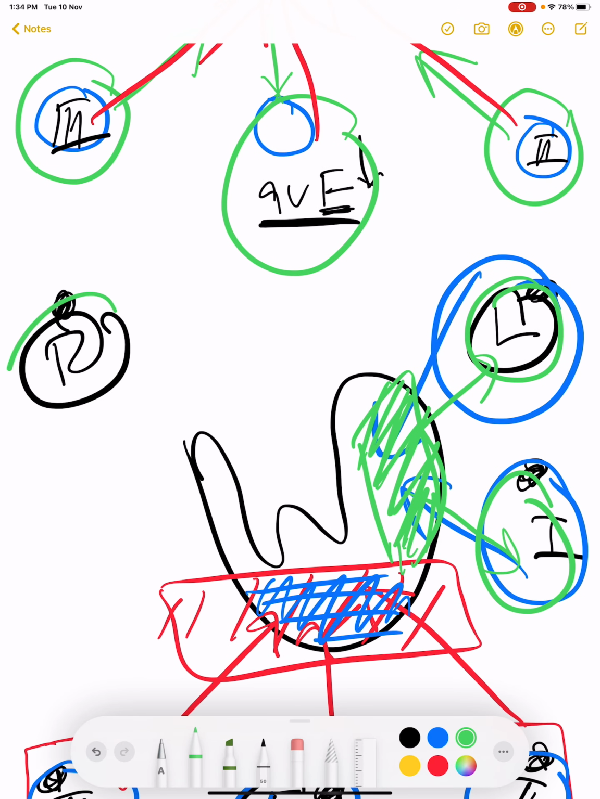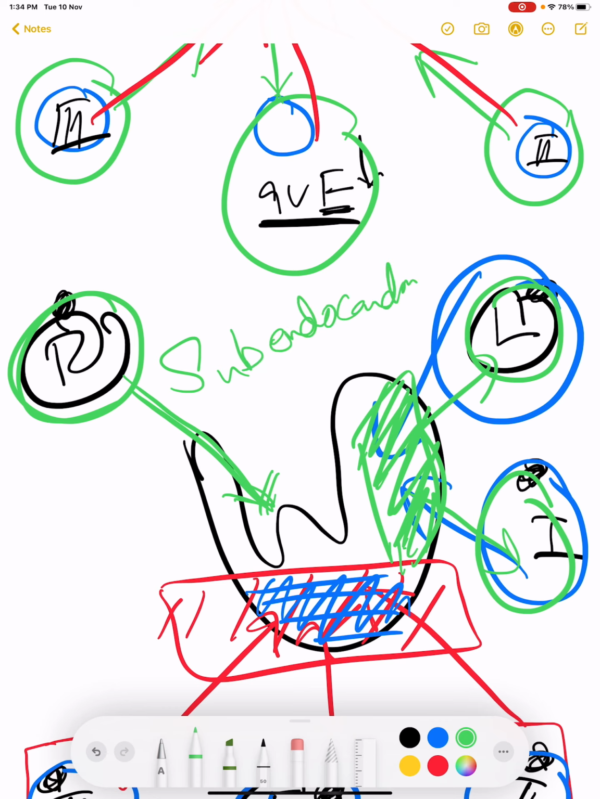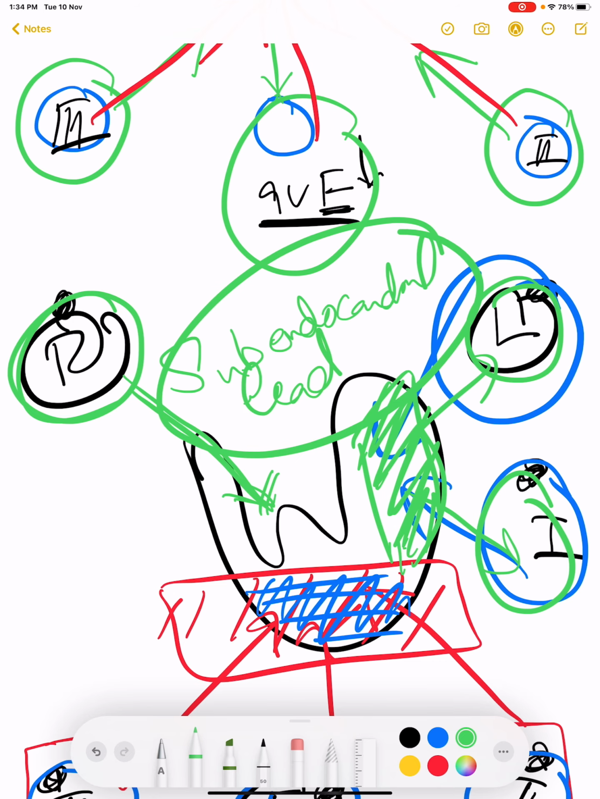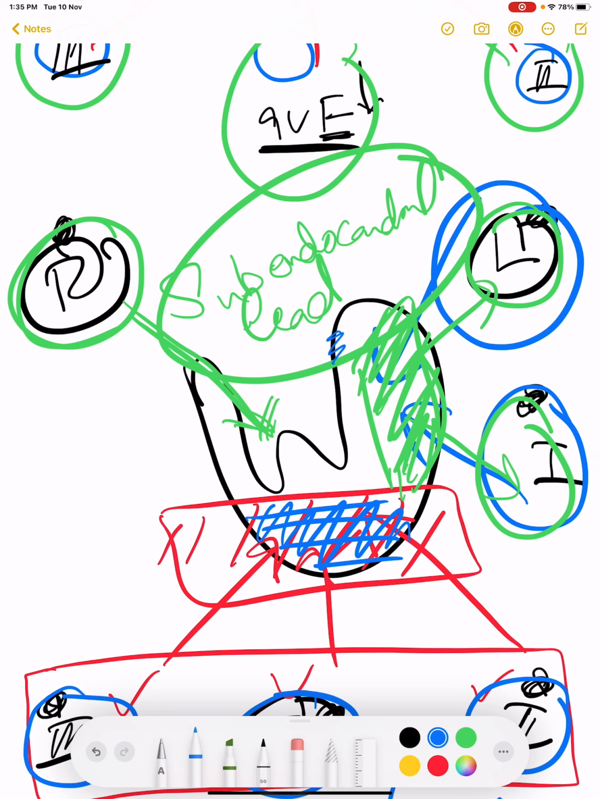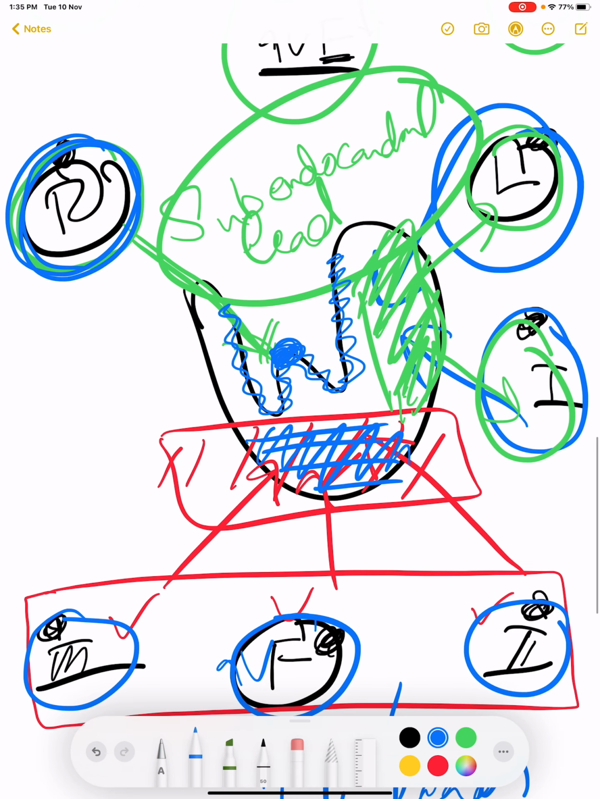And as far as AVR is concerned, AVR is looking inside the heart, so that's why it is called the subendocardial lead. It is looking at the subendocardial tissue. So whenever there is some problem in the subendocardium, like subendocardial ischemia or the superior portion of the septum, it will be evident in AVR. So this is why these leads are called so.